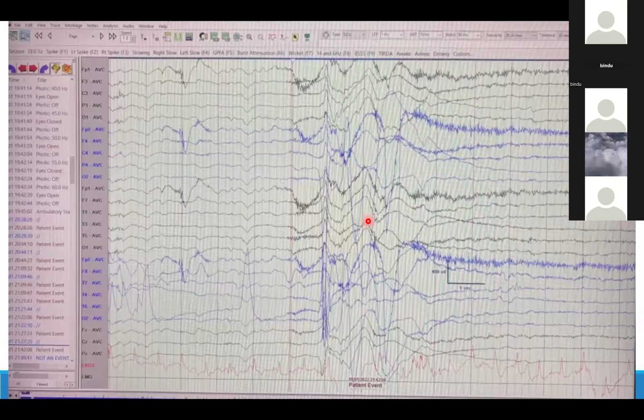This was the seizure onset in the average montage.